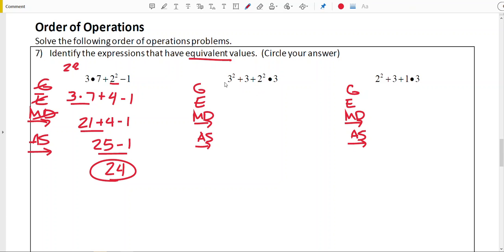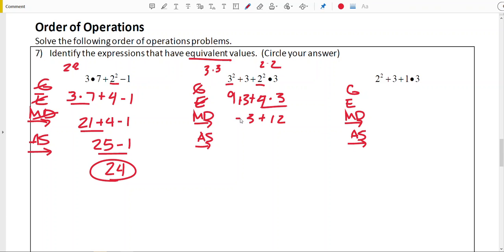The second one, I don't have any groupings, but I do have exponents. I can solve both of them. 3 to the second power is really 3 times 3, which is 9. 2 to the second power is 2 times 2, which is really 4. Then I have the plus 3 plus 4 times 3. No more exponents. I have multiplication right here, doing it in sentence order. So 4 times 3 is 12.